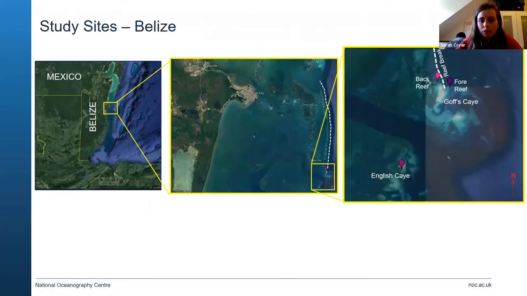So you can see here in this figure, this is the back reef site. So this is Gough's Key for those of you from Belize. And we've got a back reef site and a fore reef site, and they're just under 500 meters apart. And the main difference is that they're either side of the reef crest. And then we've also got data from the long-term monitoring site at English Key, which is just a little bit further south than the back reef, fore reef comparison.